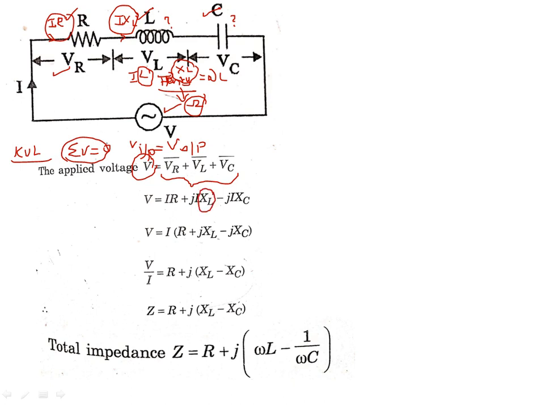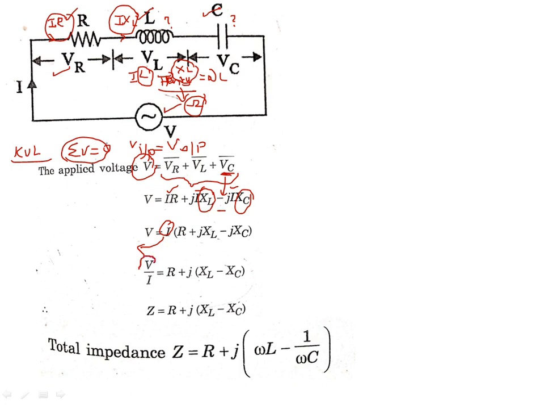Similarly, instead of C, I have to use XC here. Remember the negative symbol in the capacitor: without giving input voltage, there will be some current. So to remove that effect, I have to include a negative symbol here. Next, I is common. So take I outside: I into R plus jXL minus jXC. Next, bring I to the leftmost side; being in multiplication on the right side, it comes into division. So V by I is equal to R plus jXL minus jXC.